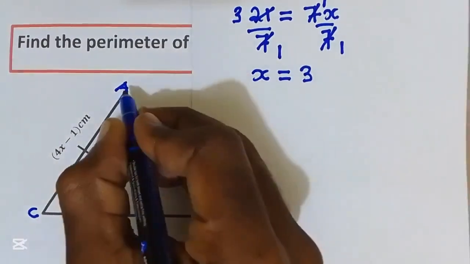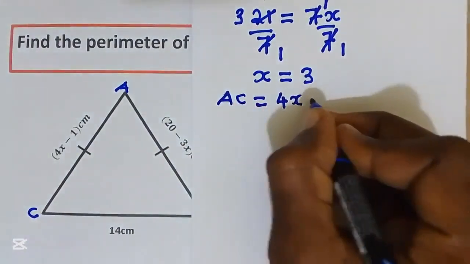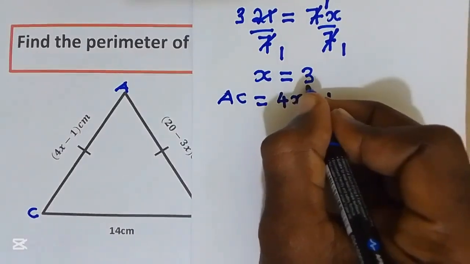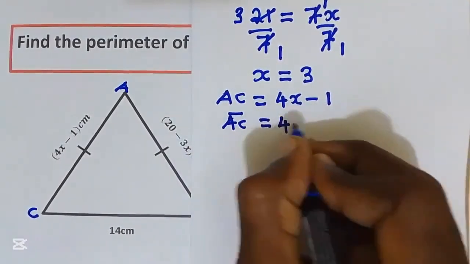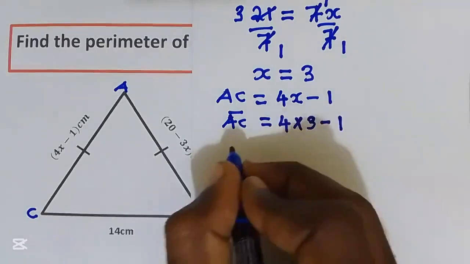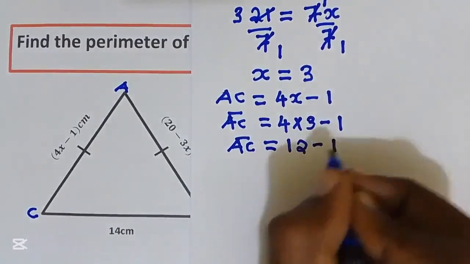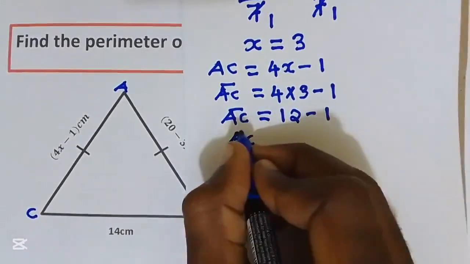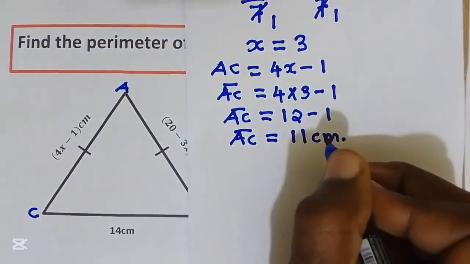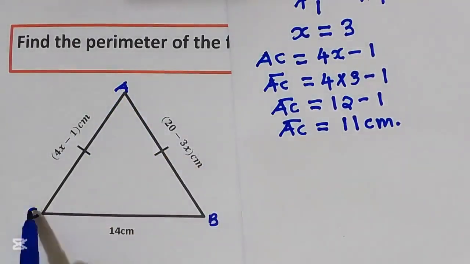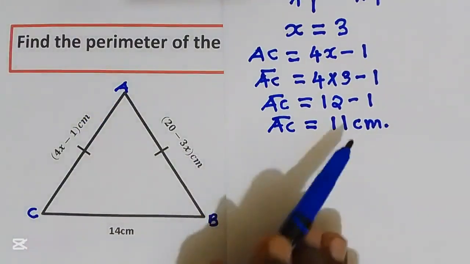But we know distance AC is given by expression 4x minus 1. We get x is equal to 3, so I'm going to substitute into the expression. AC is equal to 4 multiplied by 3 minus 1. That is going to give me AC is equal to 12 minus 1. That is AC is equal to 11 centimeter. We know distance AC is equal to distance AB, so distance AB also is going to be 11 centimeter.